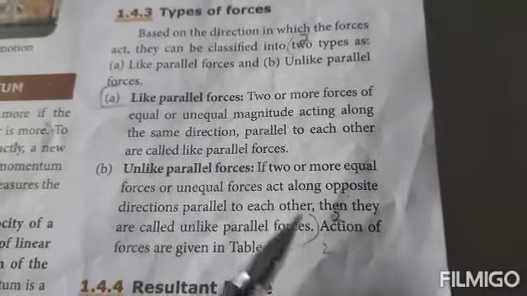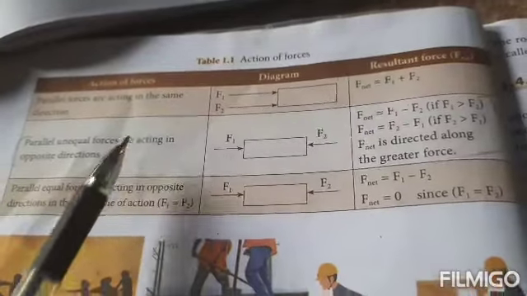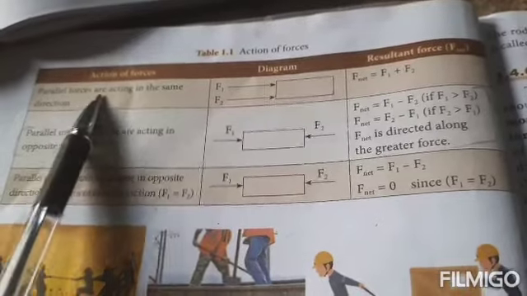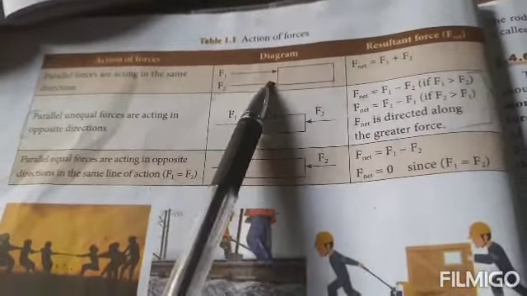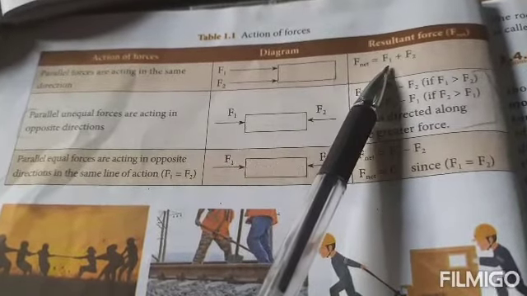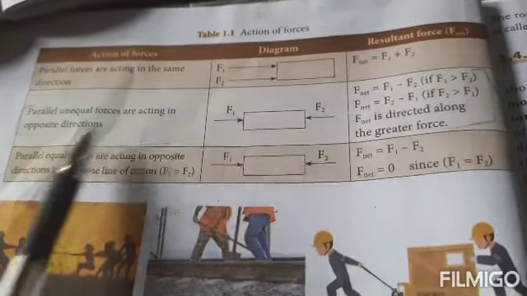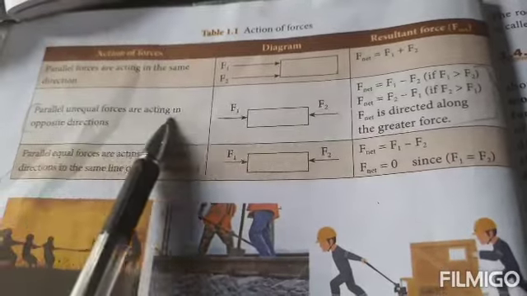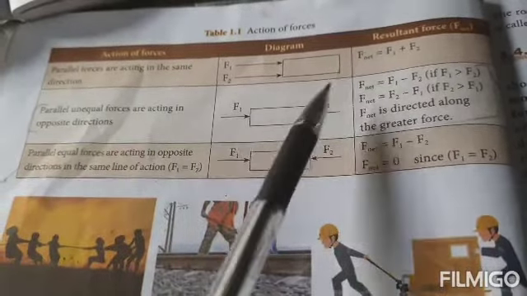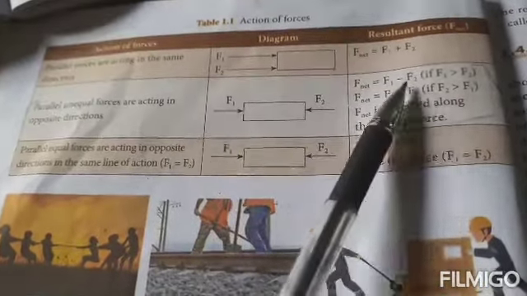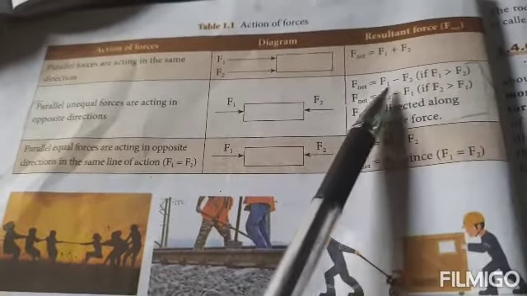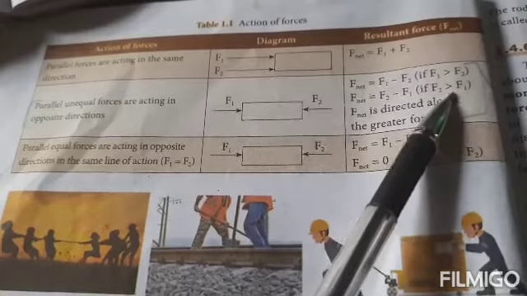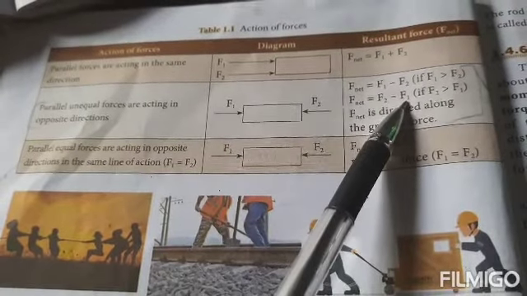Roman letter 6, question number 2. Now look at this table column. Parallel forces are acting in the same direction. So F1 and F2 act in the same direction. The formula is F resultant equal to F1 plus F2. Parallel unequal forces are acting in opposite direction. So see the picture. And the formula: if F1 is greater than F2, the formula is F1 minus F2. If F2 is greater than F1, the formula is F2 minus F1.